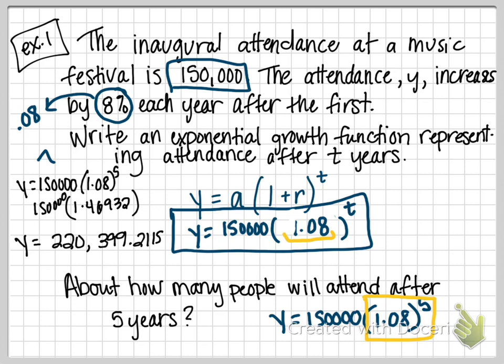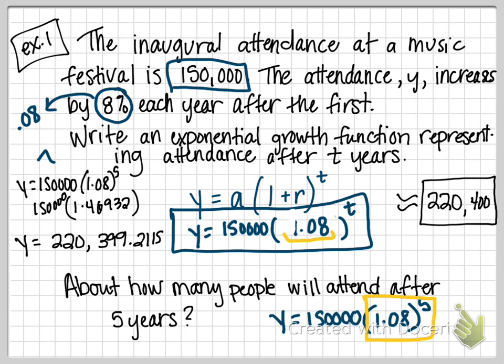So approximately how many people will attend after 5 years? Y is 220,399.2. So for sure I would get rid of the decimal. So I would say about 220,400. We could say maybe, right? 399 is pretty close to 400. They said about, so we can estimate. So about that many people after 5 years, if it's growing at that rate of 8%, that's how many people would be there after 5 years, sorry.